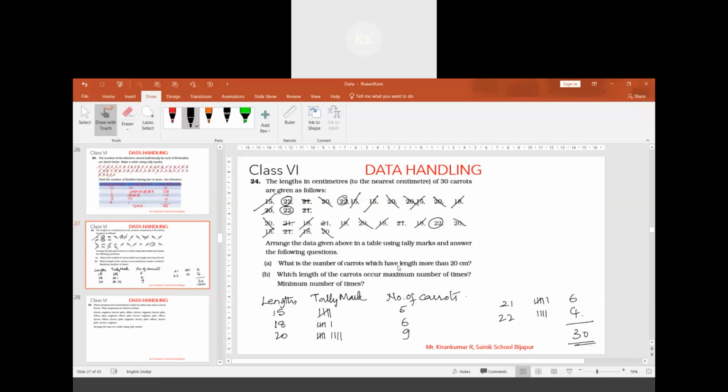What is the number of carats which have length more than 20 centimeter? 20 centimeter means 9 are there. More than 20, you have to consider this. So it is 6 plus 4, 10. Totally 10.